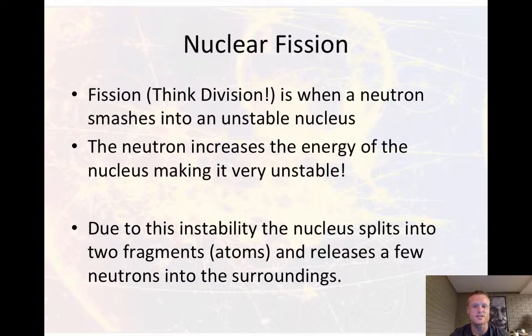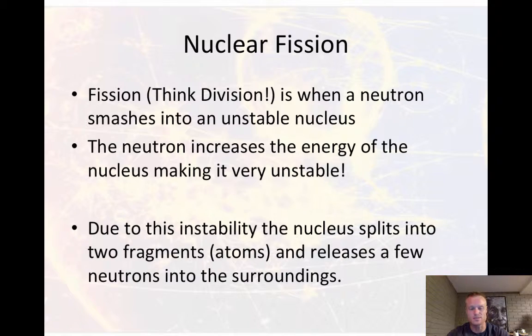Nuclear fission, the thing I remind you to think about is fission is division. This basically is when an atom is splitting. And why it splits is usually a neutron is needed to smash into this unstable nucleus of an atom. That neutron that smashes into that nucleus makes the atom more unstable than it originally was, and thus causes it to undergo fission.